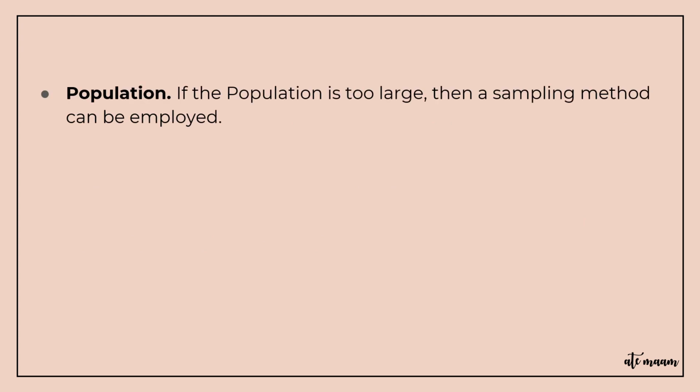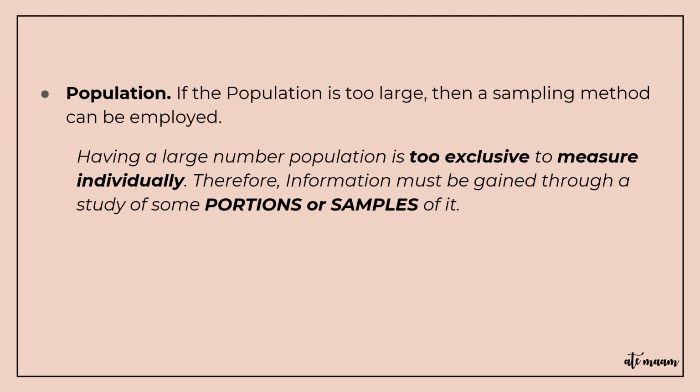So from your population, the population is the bigger group. If the population is too large, then a sampling method can be employed. Having a large number of population is too exclusive to measure individually. Therefore, information must be gained through a study of some portions or sample of it. So from the population, you will get samples only for your research. Since having a large population, it will be really difficult to measure it individually.